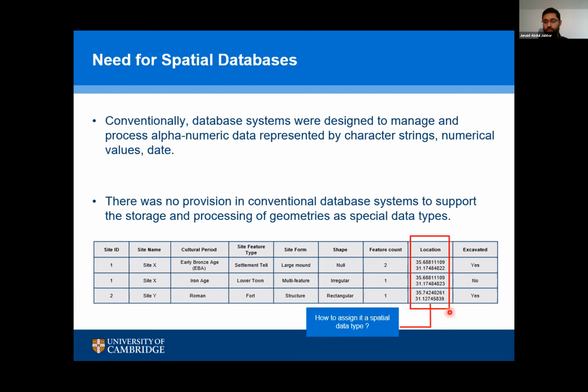So we need our database system to understand that this is a special type of data, so that we can generate maximum value from this information. That is, storing it as geometries within our database system. So this is where the spatial databases come in, and how we can assign it a spatial data type.